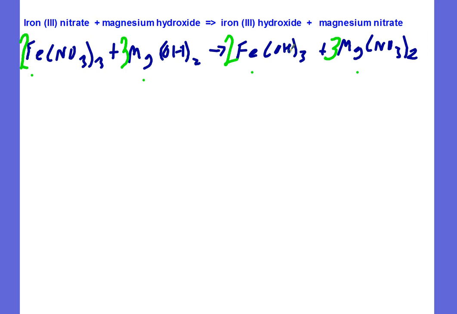We've got to go back now and check our metals. 2 irons, check. 3 magnesiums, check. That equation is balanced. Now you should be able to go ahead and do some more chemical balancing.